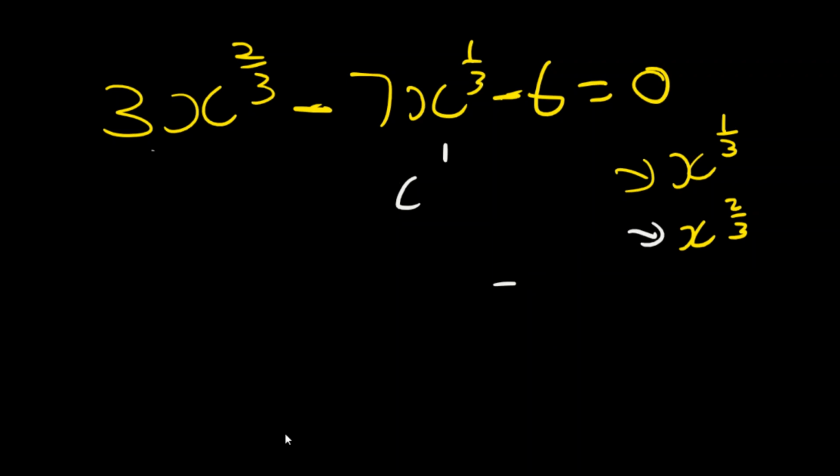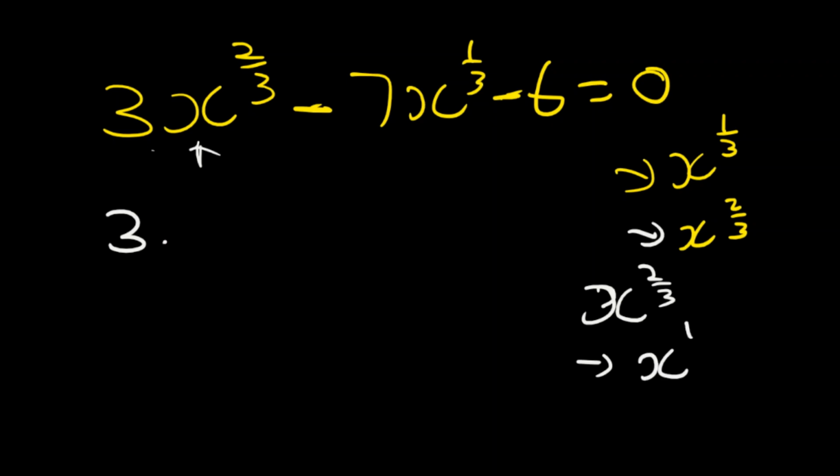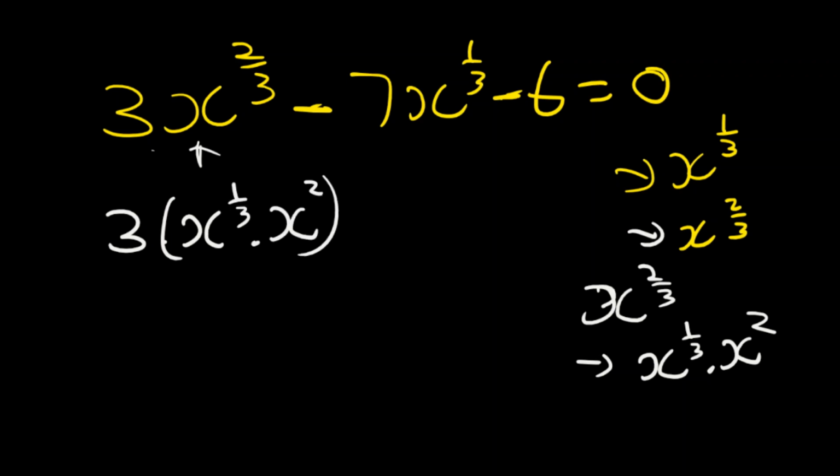Now this is what we'll do. Let's expand this so that we see exactly what's happening. When I say 3 multiplied by, you see this x to the power of 2 over 3 is actually, if you break it down, x to the power of 1 over 3 multiplied by x to the power of 2, right? That's basically how it is. So you can say 3 times x to the power of 1 over 3 multiplied by x to the power of 2, right? Minus 7x to the power of 1 over 3 minus 6 is equal to 0, right?